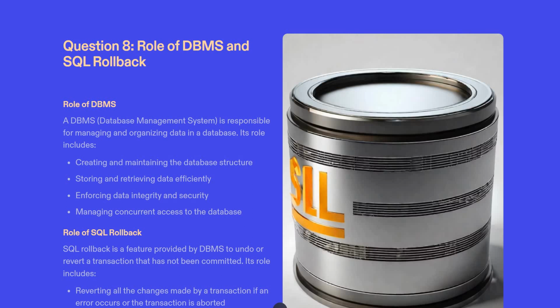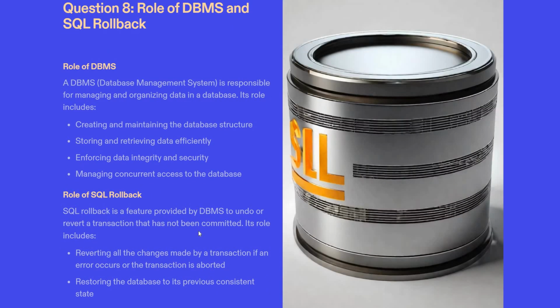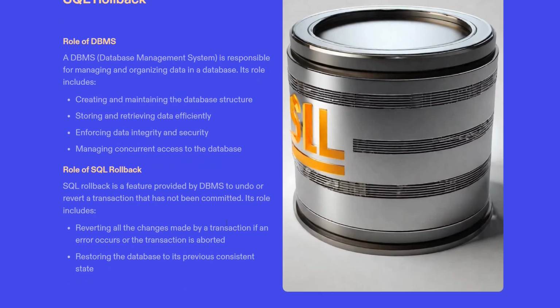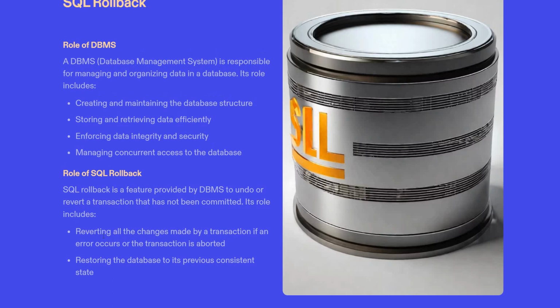What is the role of DBMS and the SQL rollback? SQL rollback comes under SQL, which comes under DBMS, but they have asked in a separate manner. So what is the role of DBMS? Basically we use DBMS to store and maintain data, and to ensure data integrity and security. Coming to the SQL rollback, if you insert any record in the table, we roll back the latest one, the last one. We will be reverting that, as you can see here.